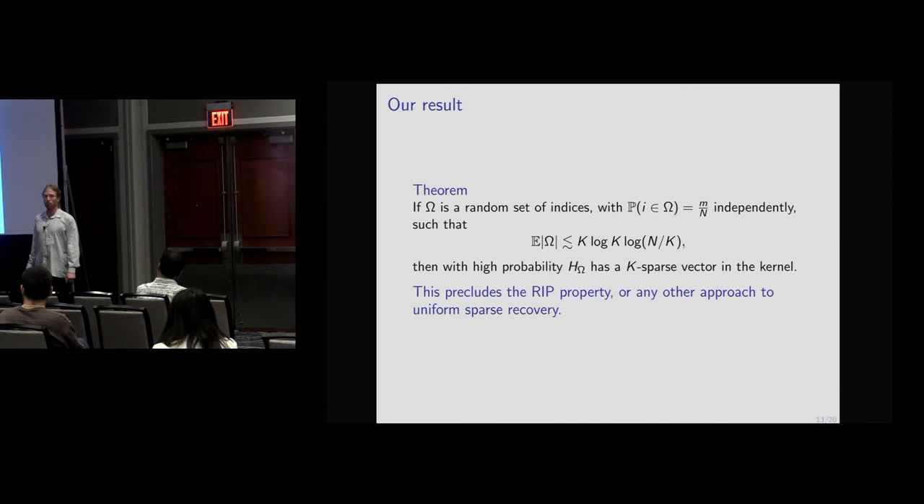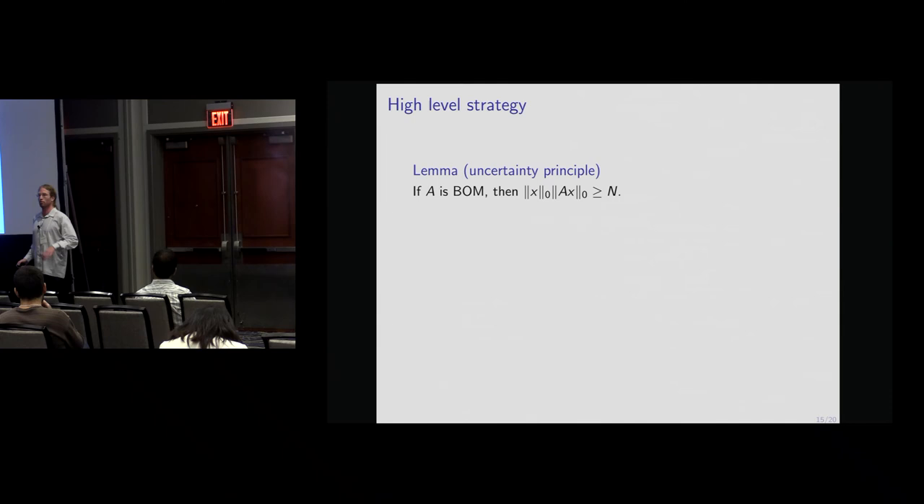Now, let me give you most of the proof, because the proof ends up being fairly cute. So let's try to go over it. By the way, during this talk, I'm going to think that all those K's and N over K are polynomial in capital N, so let's say that all those log factors are just log N. We want to show that if you sample much fewer than K log squared N rows of this matrix, you will, with high probability, have a sparse vector in the kernel. To prove this, let me start by stating a very simple fact about bounded orthonormal matrices that I'm going to call a restricted uncertainty principle.